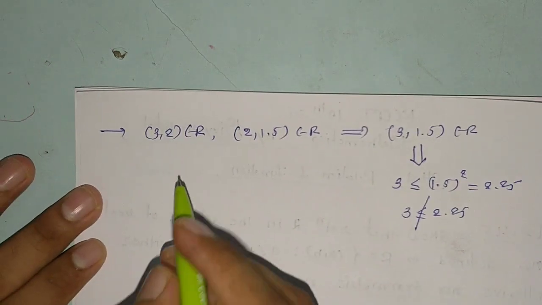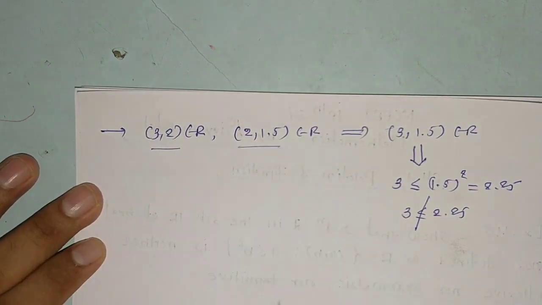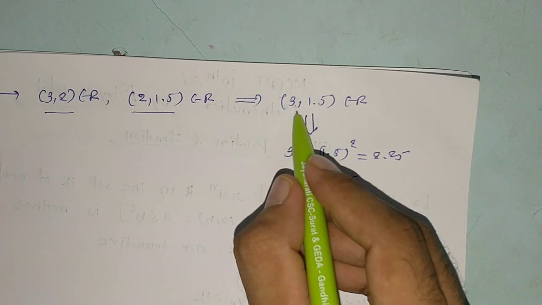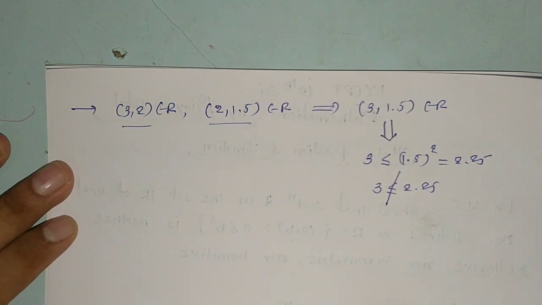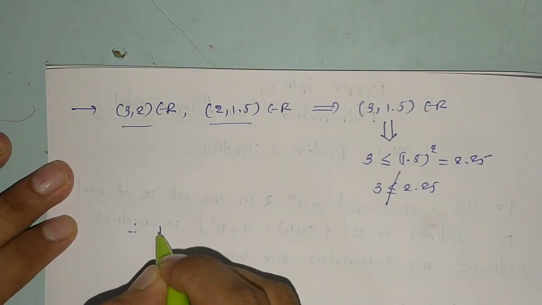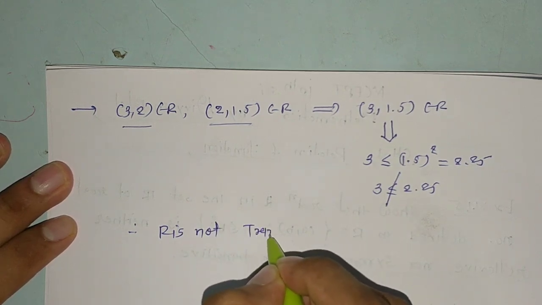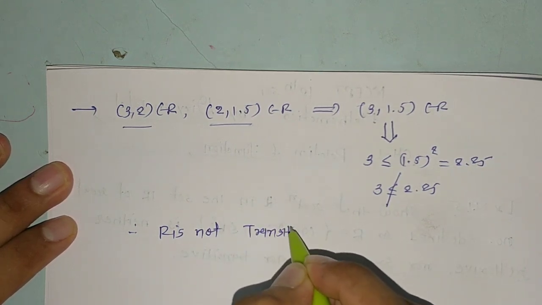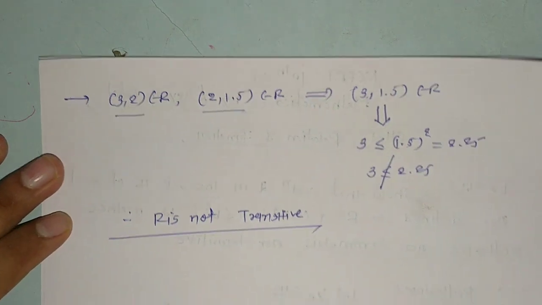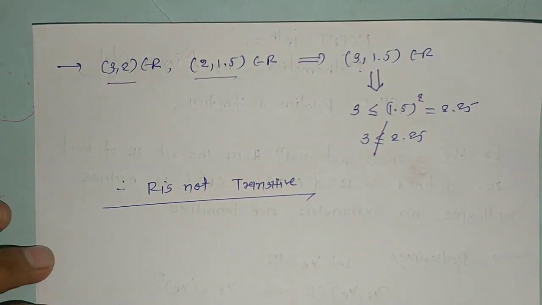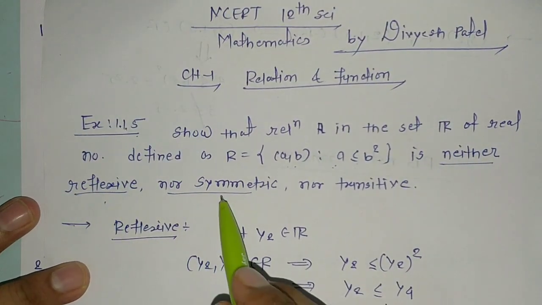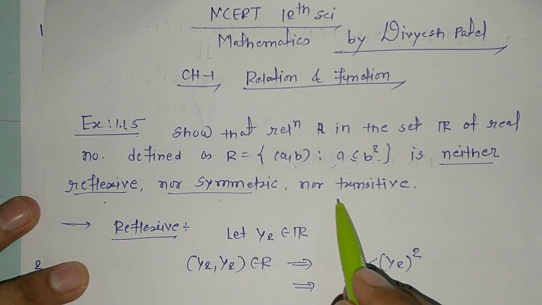So we have proved that for these two pairs, (3, 1.5) is not in the relation. Therefore we can say that R is not transitive. So we have proved for this question that the relation is not reflexive, not symmetric, and not transitive.